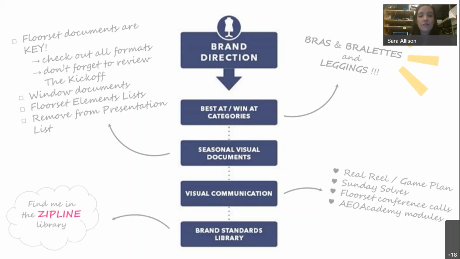And then last but not least, a very important one for us is the brand standards library. So this is located in the Zipline library. This is going to be where you find all of the evergreen instruction for how we merchandise at Aerie or offline. So this is going to be like, how do you fold leggings? How do you fold t-shirts? How do you hang a piece of marketing? All those things that can apply to lots of different floor sets and live all the time are going to be in the Zipline library.